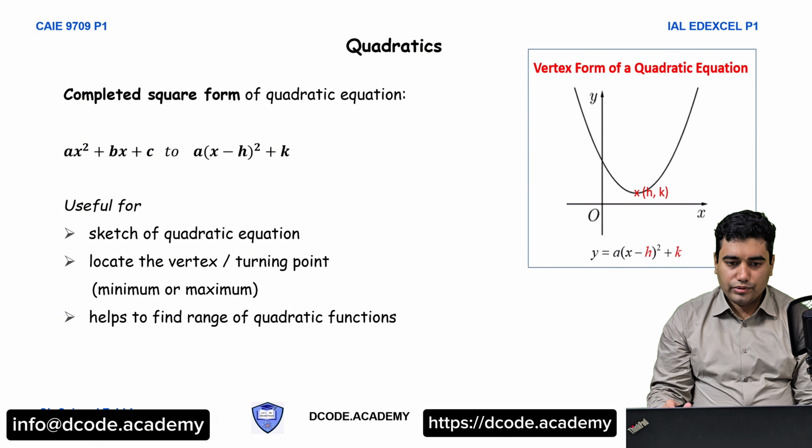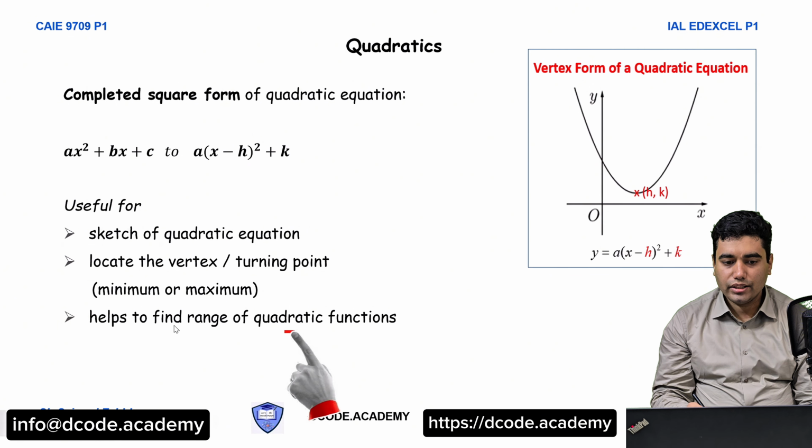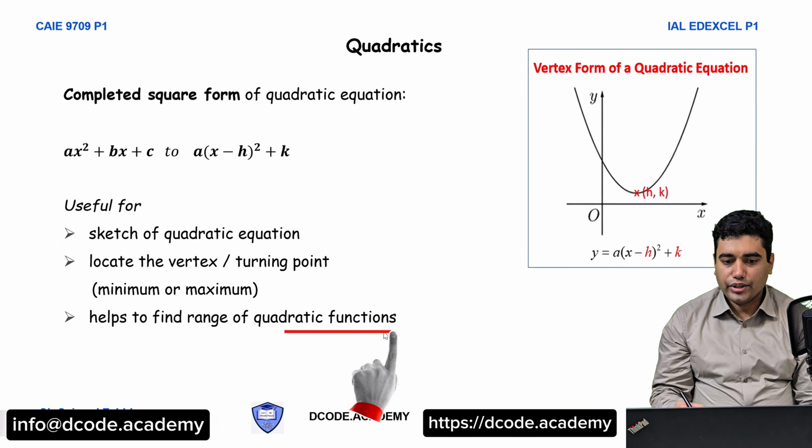The advantage of this completed square form is that it will be very useful to make the sketch of the quadratic equation. You can directly find the minimum or maximum point and the y-intercept. It's useful to sketch the quadratic equation and locate the vertex, meaning the turning point, which can be maximum as well as minimum. Also, later in the next chapter, it will help us to find the range of the quadratic functions.